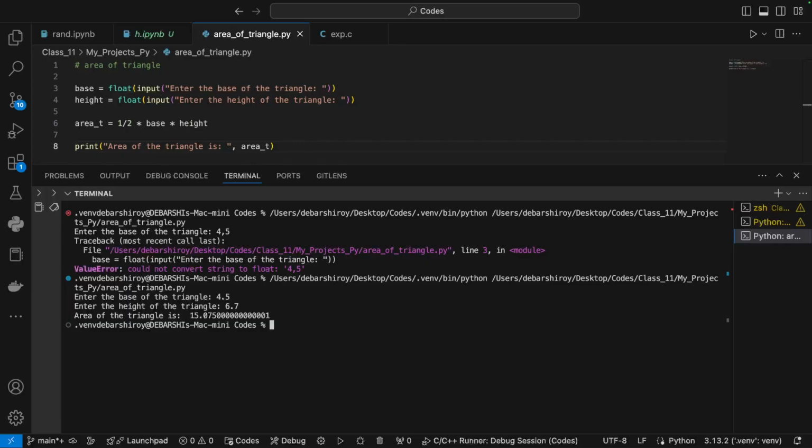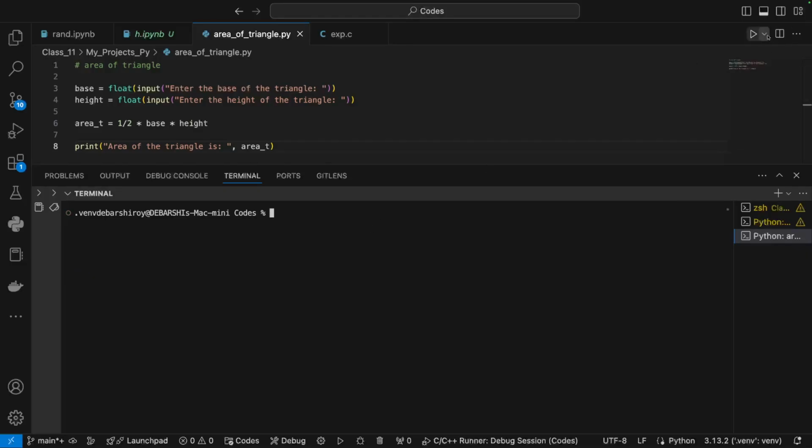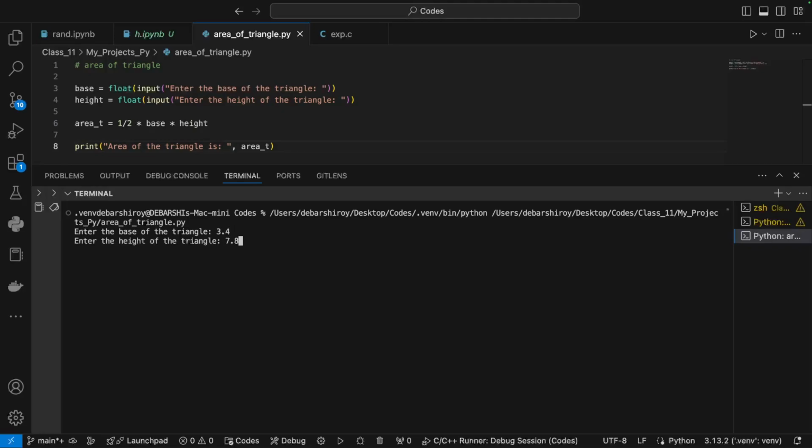6.7, and the area of the triangle is 15.075. It is exactly shown in the decimal form, and you can consider 3.4, 7.8, and it will give you the exact output. Okay, I hope you have understood it, right?